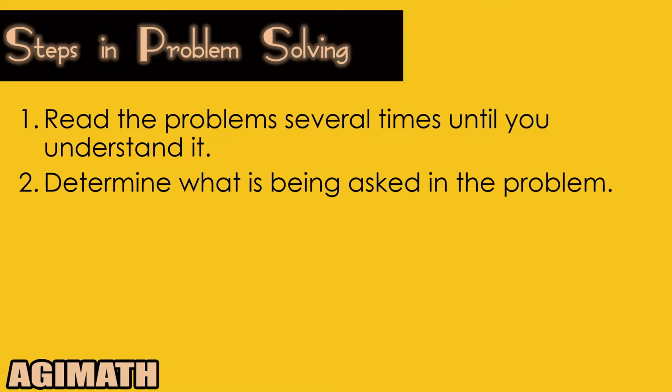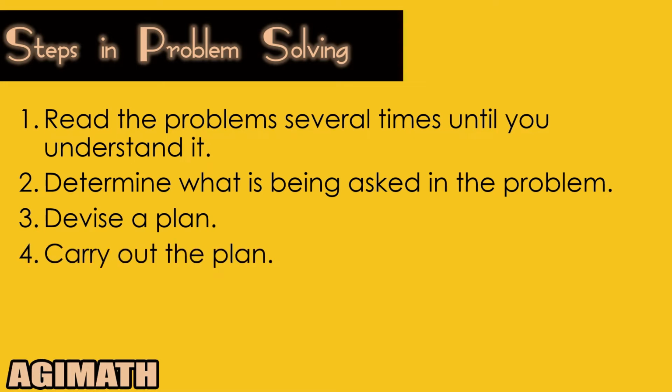Second, determine what is being asked in the problem. We need to have a direction, a goal on what we are going to get. That is for step 2. Number 3, you need to devise a plan. So after getting all the information needed, we need to create how we are going to attack the problem. And we call it a plan. And then after that, you attack the problem. And then number 5, look back. Meaning, you check your answer if that answer can meet our problem.